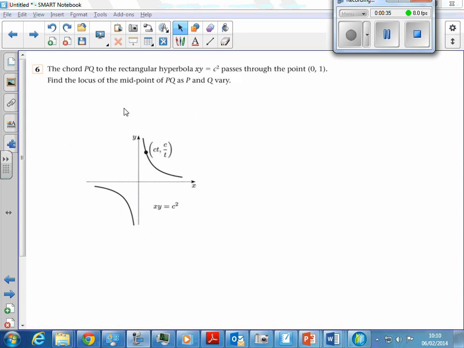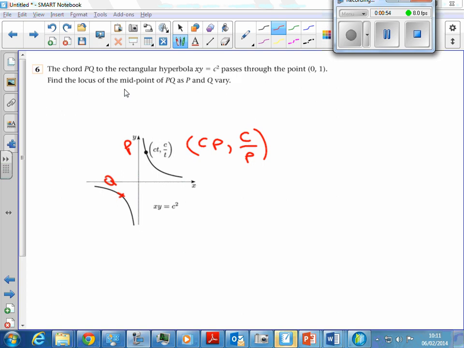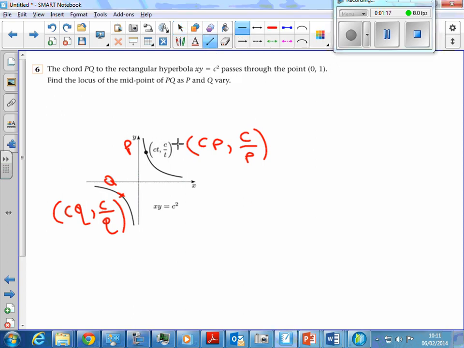And we're given that the chord PQ, what I call this point P, and say another point Q, and we'll say that P has coordinates (cp, c/p). And let's say Q has coordinates (cq, c/q). Now, we are given that the chord PQ passes through the point (0, 1). So if I draw the chord PQ, we are given that that passes through the point (0, 1). Let me just put that in.